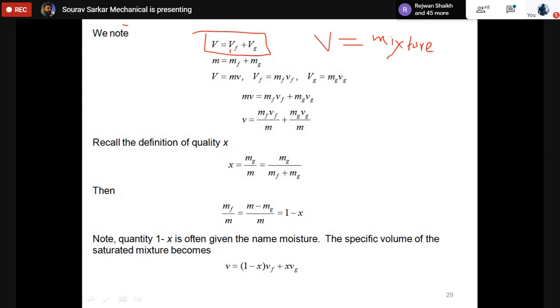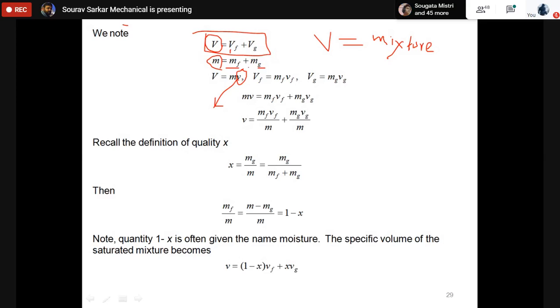So let's see that this is Vf and this is Vg. So the total volume can be written as Vf plus Vg. Similarly, the mass can be written as Mf plus Mg. And this is the average volume that you need to determine. What do you mean by average? Whenever you have uniformly mixed it.